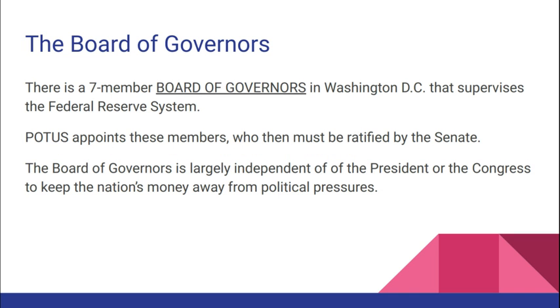The Federal Reserve is run by a board of governors in Washington, D.C. that supervises the Federal Reserve System. The president appoints these members, who then must be ratified by the Senate, just like any other presidential appointment. The Board of Governors is largely independent of the president and the Congress. That's basically trying to keep the national supply of money away from political pressures.